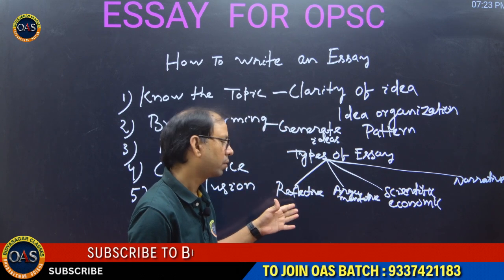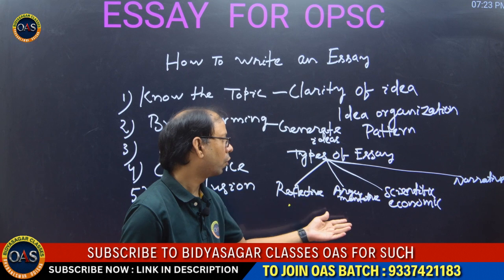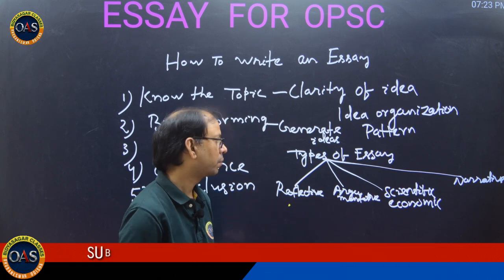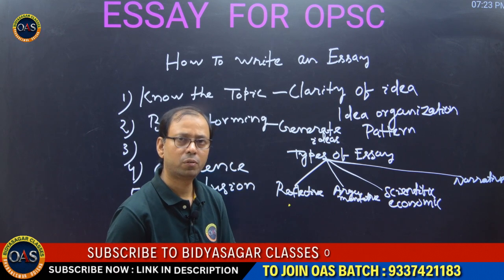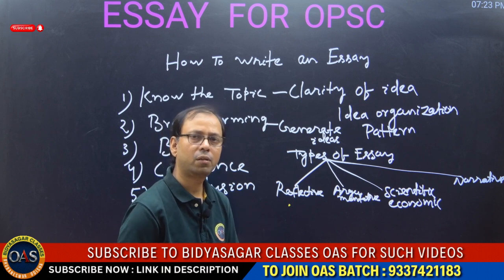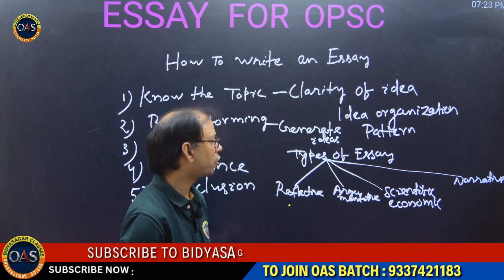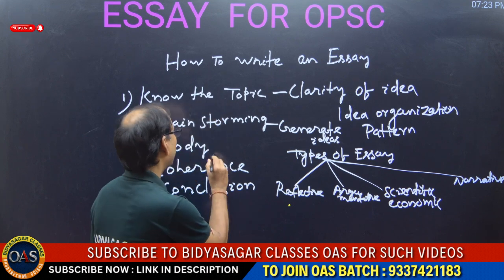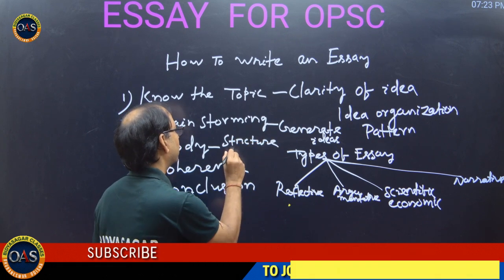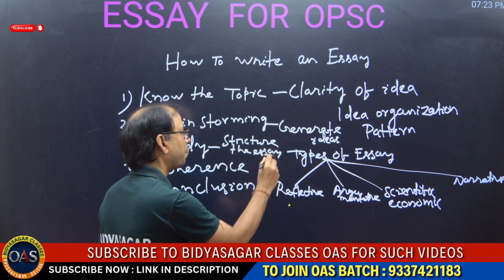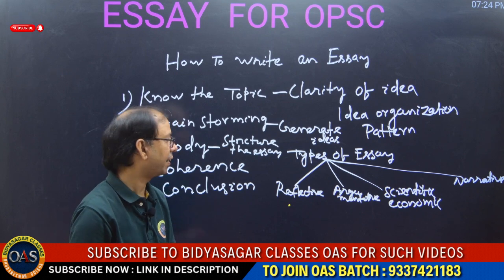What is reflective? You have to reflect, think, introspect, then you will be able to write. Argumentative, in which you have to discuss the pros and cons. Scientific, backed by facts, figures, evidence to justify your opinion. Then narrative, where the author narrates his experience in a cohesive, orderly, structured manner. To structure the essay is very important. Body means you have to structure the essay, and the body will be determined by what type of essay you are writing.